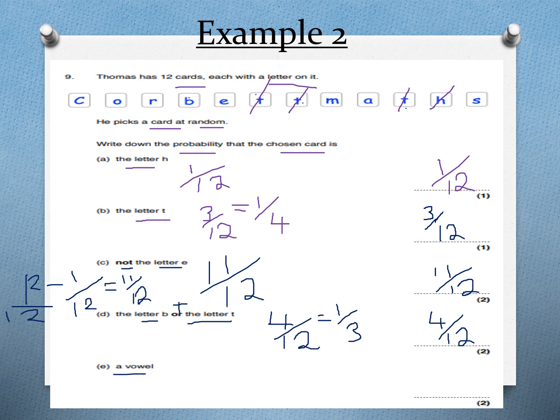Part E, a vowel. So a vowel is either A, E, I, O, U. So we've got 1 here, we've also got another one, and we've also got an O. So we've got 3/12, which again simplifies to 1/4, but I'll leave my answer as 3/12.